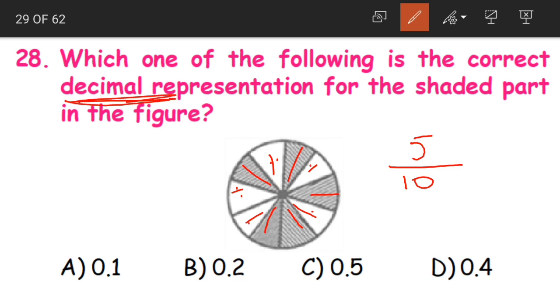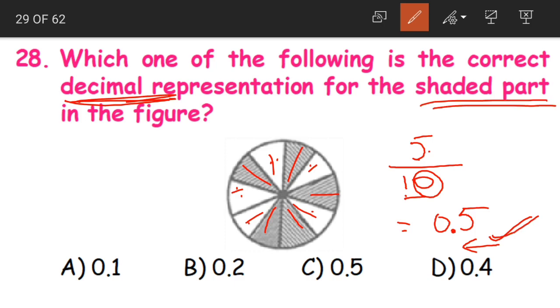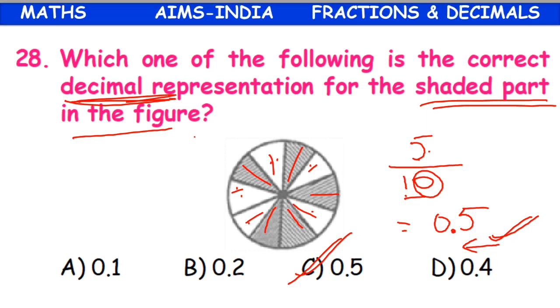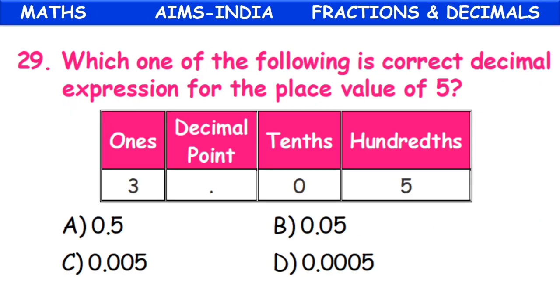Now what will be the decimal representation, children? Here the denominator is 10, which is a friendly denominator. In the denominator we have a 2-digit number, but in the numerator we only have a 1-digit number, so we'll write it also as a 2-digit number. 5 will be written as 05, and in 10, after 1 digit from the right we'll place our decimal point. 0.5 is the decimal representation for the shaded part in the figure. Option C becomes our correct answer.